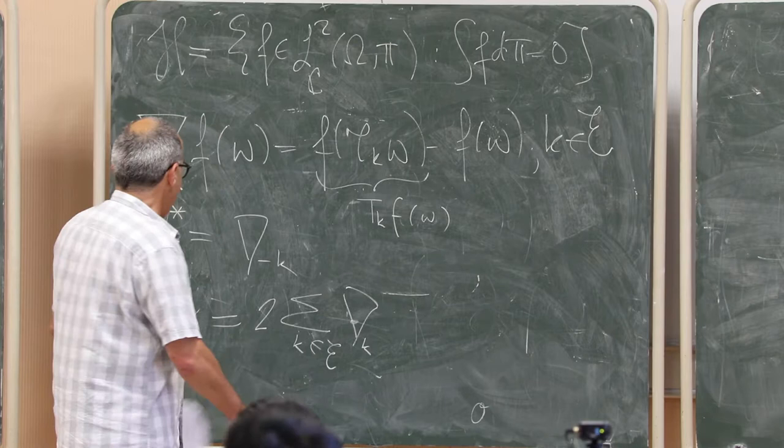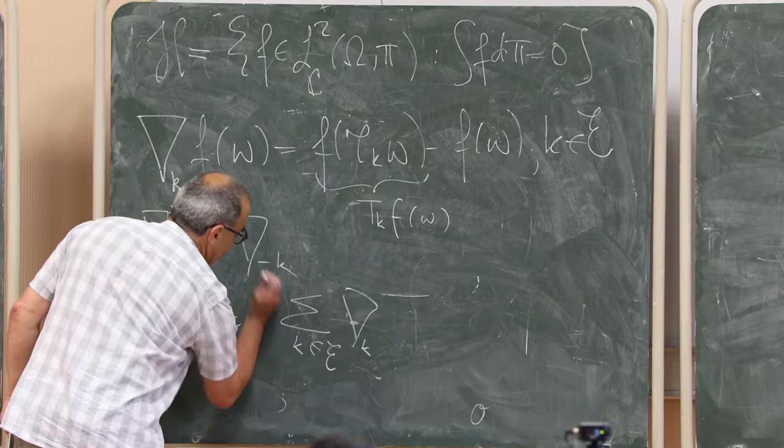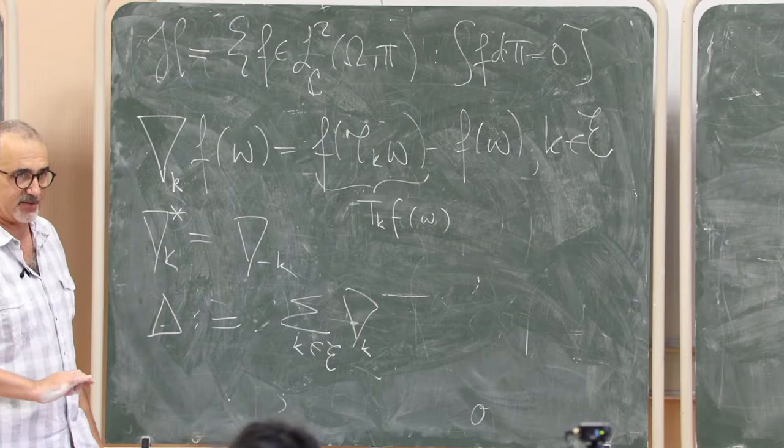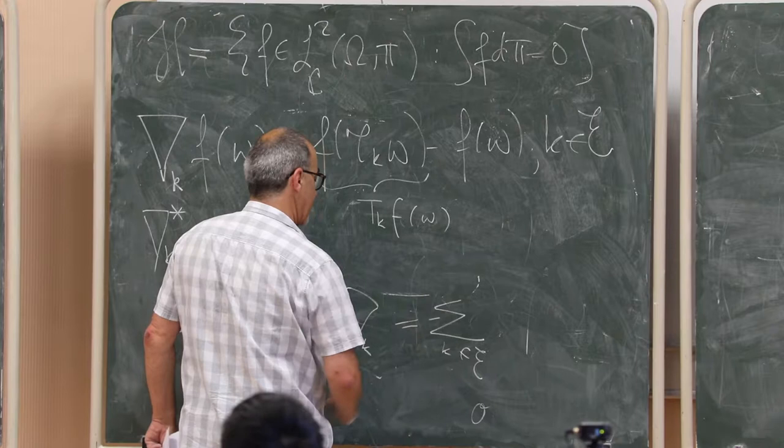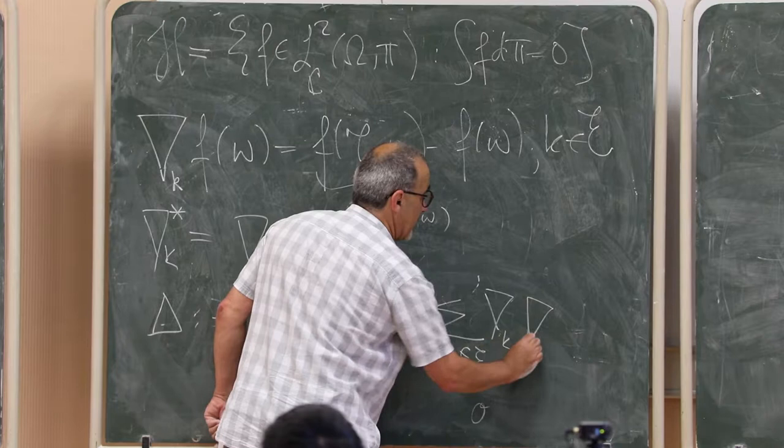This is the same, two or one half. I question this. Let me leave some constant here free, because I didn't check how to put the constant. Which is the same as the sum over k in E, probably with a minus sign, of nabla star k, nabla k, or nabla star minus k.